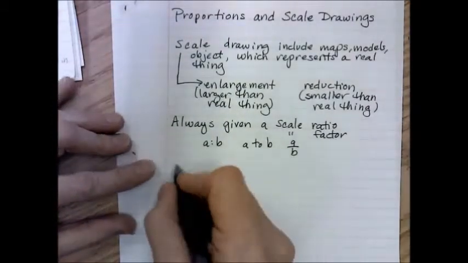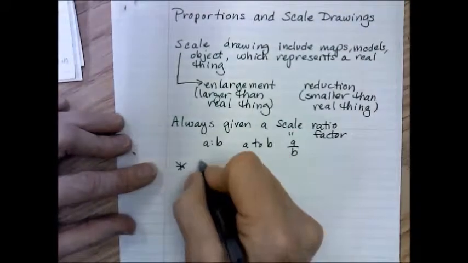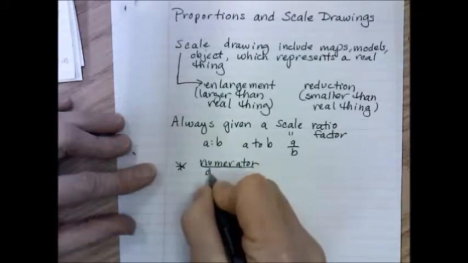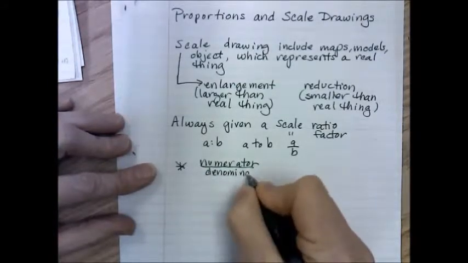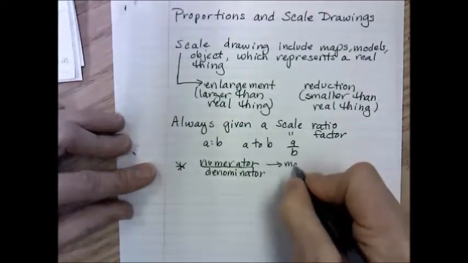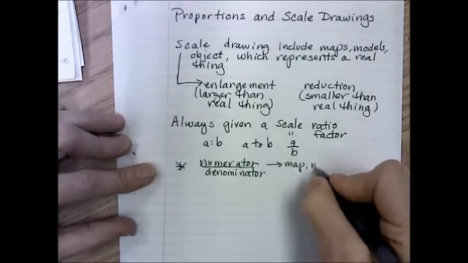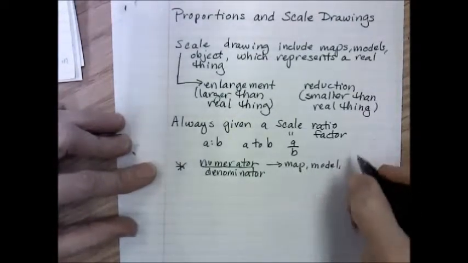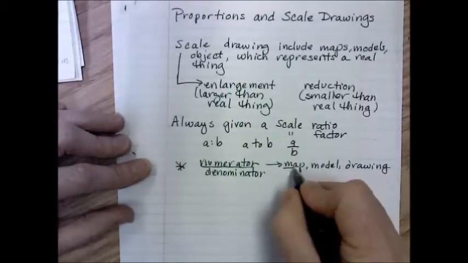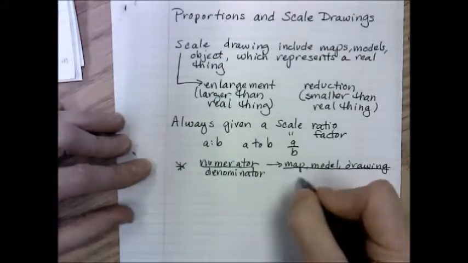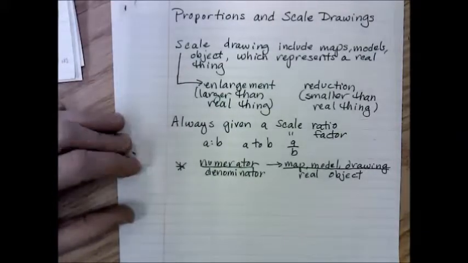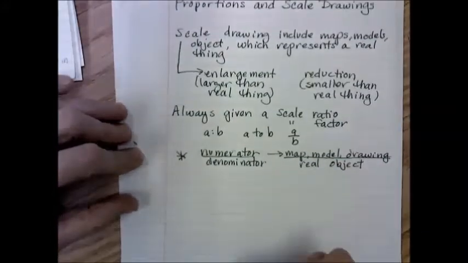Now, when it's written in fraction form, we always want to remember that we have a numerator, and then we have our denominator. All right, and always, the numerator is going to be the number that corresponds to the map, to the model, to the drawing. And the number in the denominator is always going to be the real object. Now, let's go ahead and start with an example.